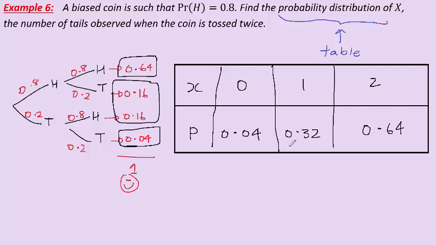So there is my probability distribution. My x is my number of heads, so I could write here, x is number of heads, and p is the probability that I have that many heads.